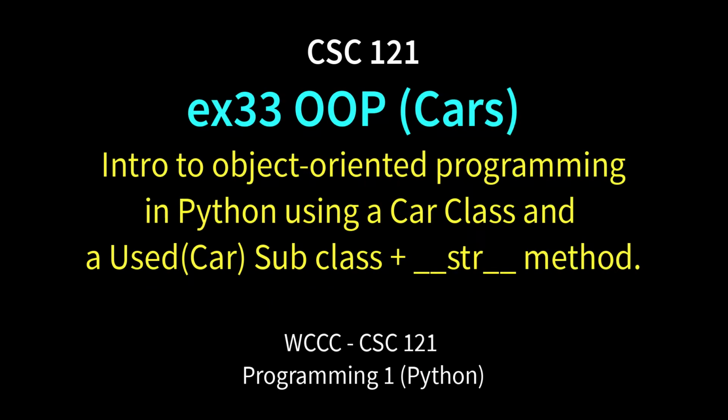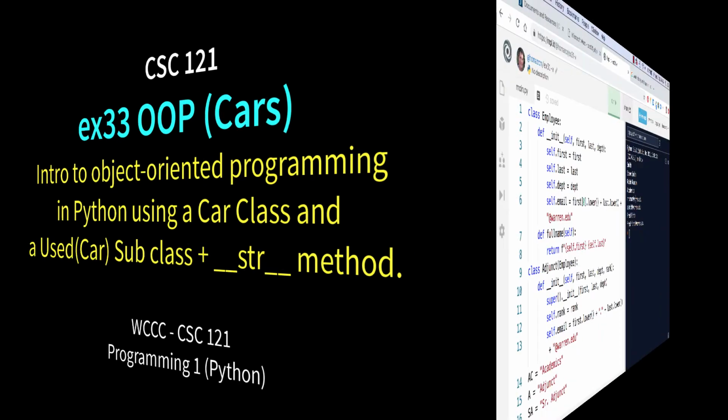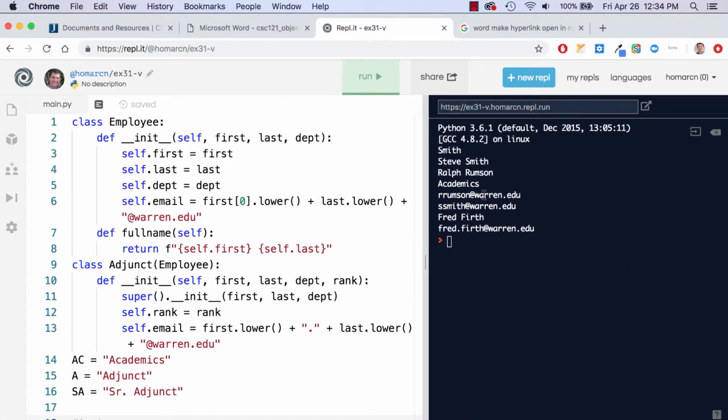Welcome back, CSC121, to EX32 or 33. We're going to do 33, so you can do that instead of 32 if you haven't done this yet. If you did 32, you're fine. You don't have to do this one. But we're going to do EX33, and we're going to use the car model for our object-oriented programming exercise.